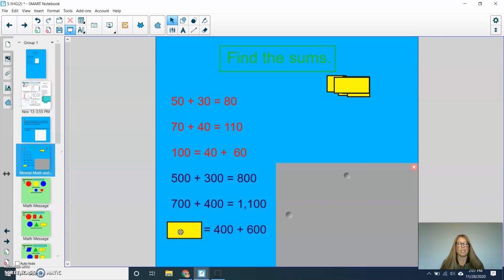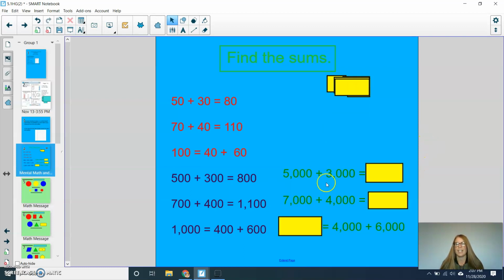And then 4 plus 6 I know is 10, and then I add my 2 zeros, giving me 1,000. Here's the last 3. Again, same basic fact, but adding another 0. Press pause and then play when you're ready to check.